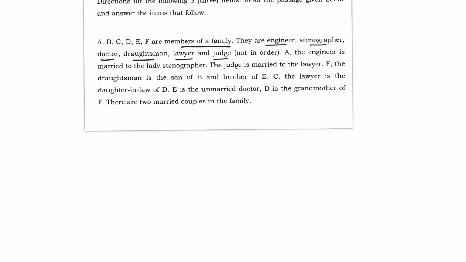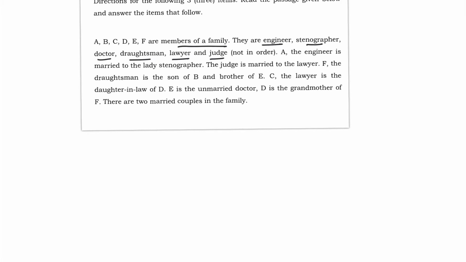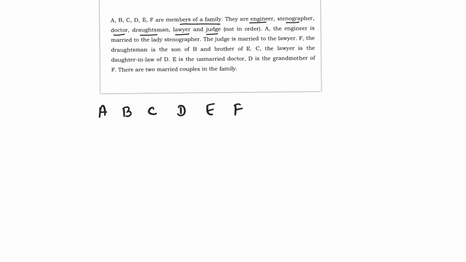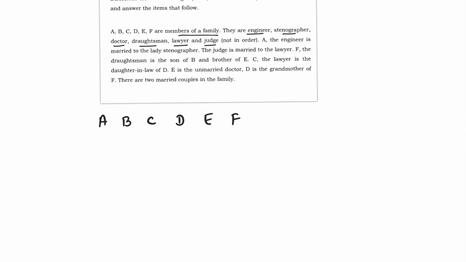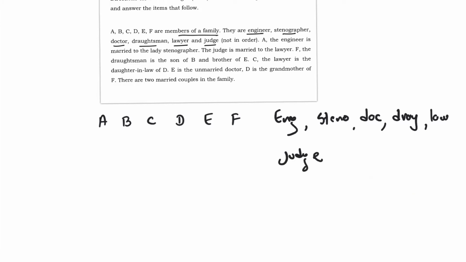I shall solve it like this here, my friends. How many persons are there actually? A, B, C, D, E and F. So these many persons are there, and they are engineer, stenographer, doctor and draughtsman, and lawyer and judge. So A, the engineer, is married to lady stenographer.